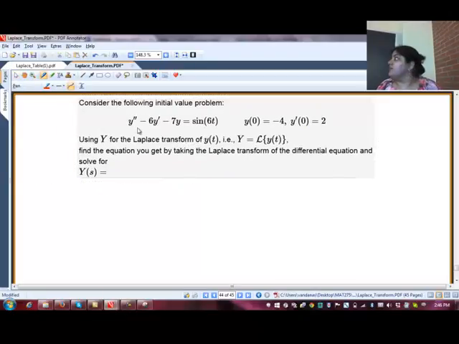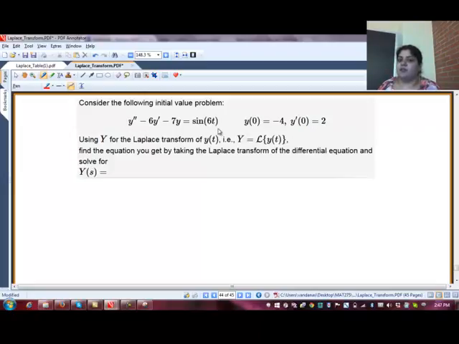So you have a differential equation and you can say, oh, why are we doing this Laplace transform in this problem? Wait, I know we can apply the method of undetermined coefficients. Yes, you can. But the problem is saying to use y for the Laplace transform of y t. So you have to use the Laplace transform. But yes, you can solve this problem without the Laplace transform as well.